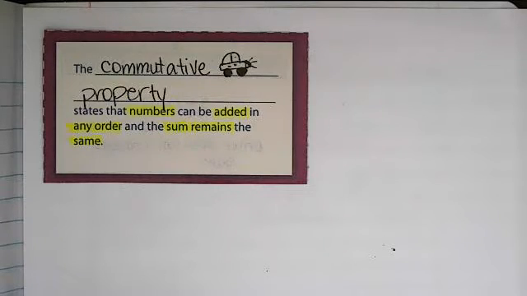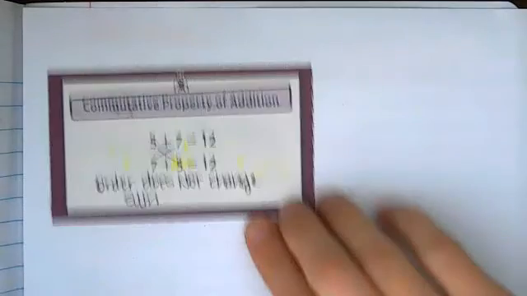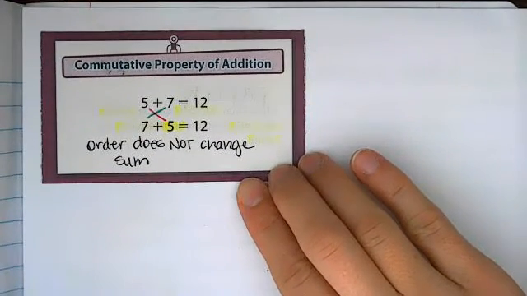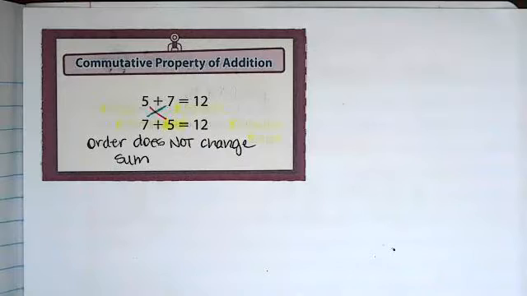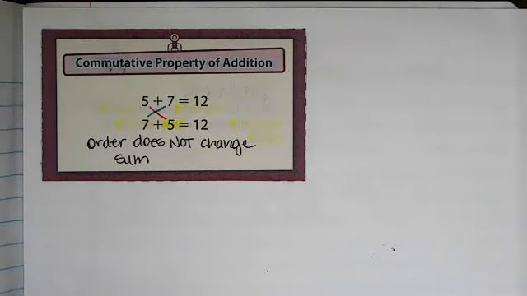Yesterday, we talked about the commutative property, where it says that the numbers can be added in any order and the answer would stay the same. I gave you guys the example of 5 plus 7 or 7 plus 5. Either way that you put the 7 and the 5, you're going to get 12. So the answer isn't going to change, so it's completely fine.